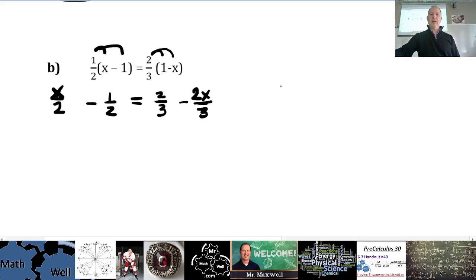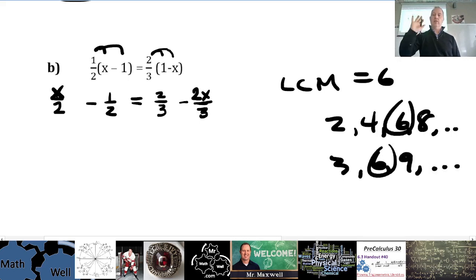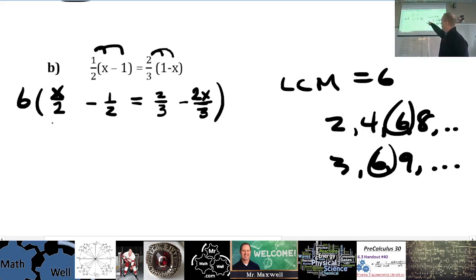Okay, so what's my lowest common multiple here between 2, 2, 3, and 3? 6 is absolutely correct. All right, because we have 2, 4, 6, 8, and so on. We have 3, 6, 9, and so on. So there we go. 6 is the smallest number that's in both lists. So I'm going to multiply everything by 6. And you can actually just do this as a shortcut. You don't have to write 6 beside each term if you don't want to. But really it means the same as multiplying every term by 6.